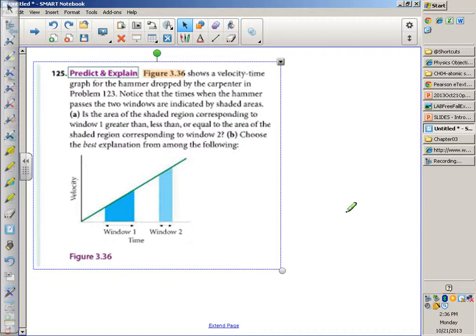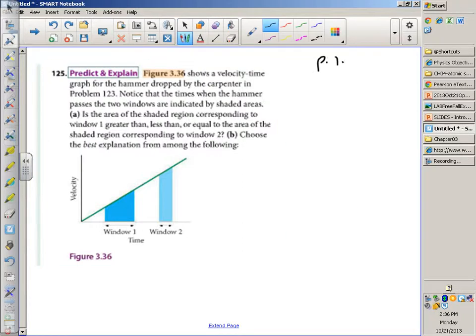All right, so on that same page, 109, question number 125, this graph right here represents the velocity of that hammer as it's dropped. Okay? So what do you see about the velocity of that hammer as it continues to fall? It's increasing, right? But what isn't changing about this graph? The slope, or the rate of increase. Does that make sense? You know, it keeps getting faster, but it keeps getting faster by the same amount each second.